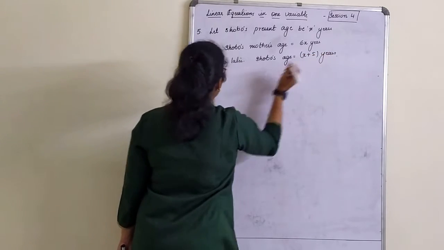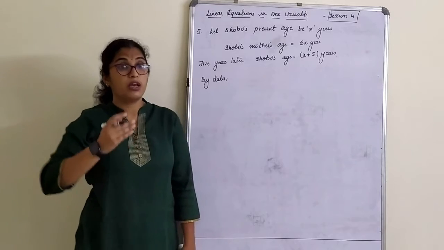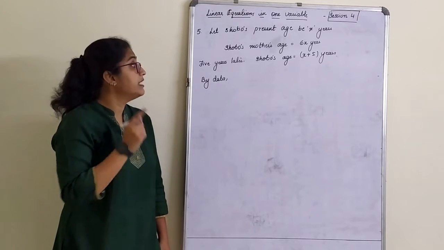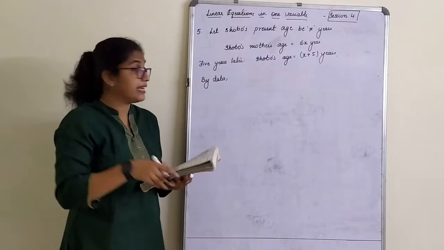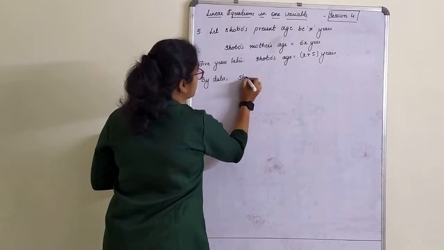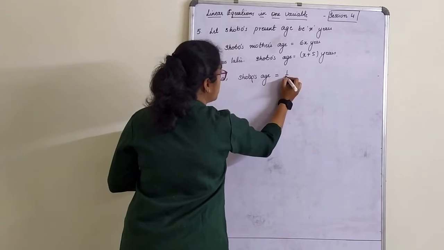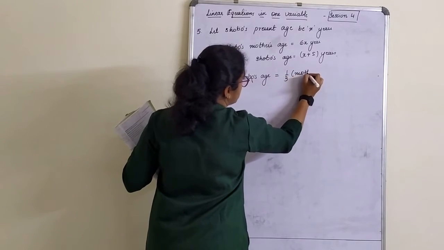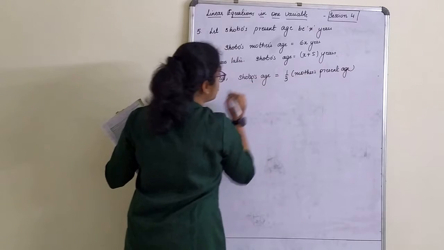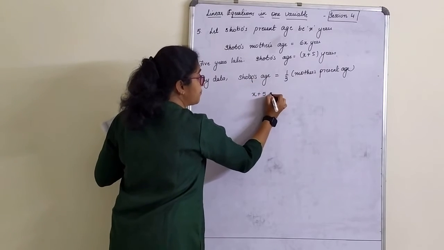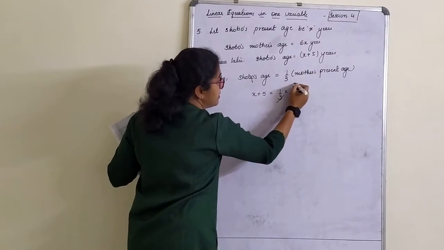Now, by data, in previous questions, 5 years later their ages were 6 times this. But here they have specifically mentioned that 5 years later, only Sobo's age is 1/3 of the mother's present age. So by data we will write Sobo's age will be 1/3 of mother's present age. That's more important to write here. So Sobo's age 5 years from now will be x plus 5. 1/3 of mother's present age is 1/3 of 6x.